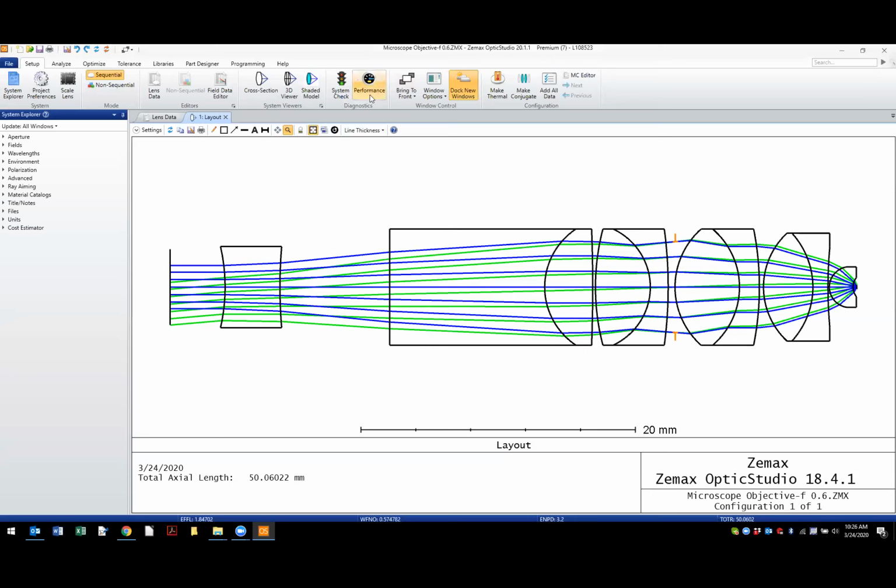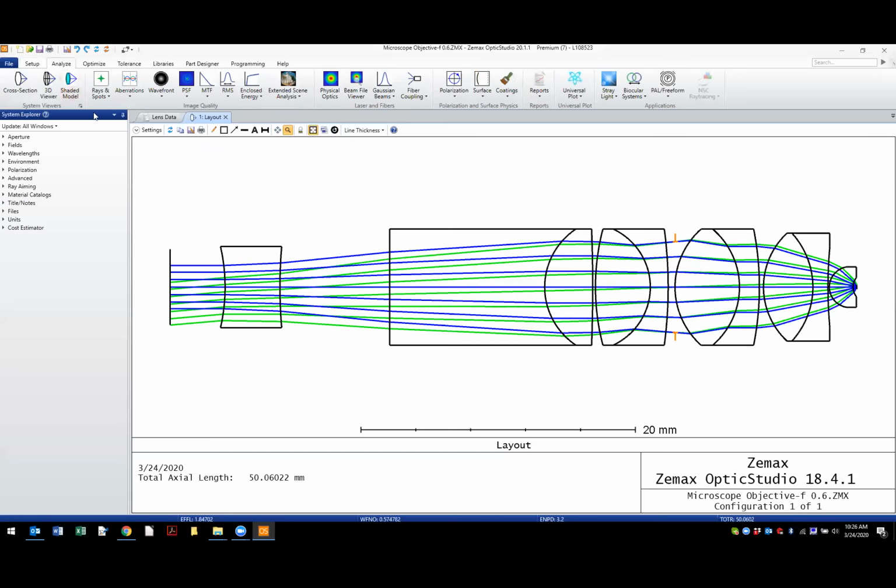All right. So let's look at the performance of this thing. In order to look at the performance, what's the first thing you'd probably want to look at? Spot diagrams.